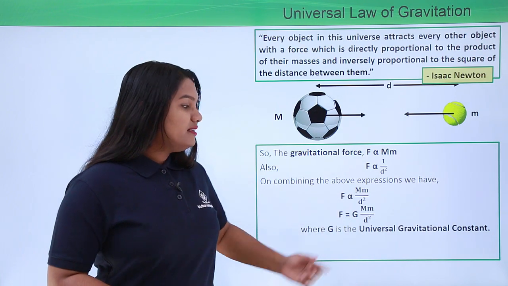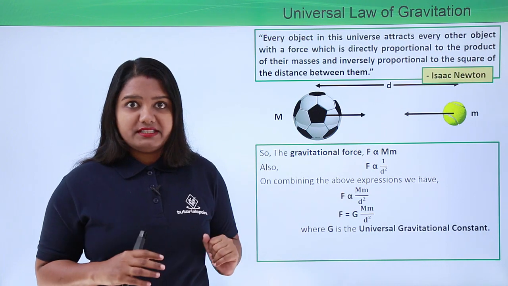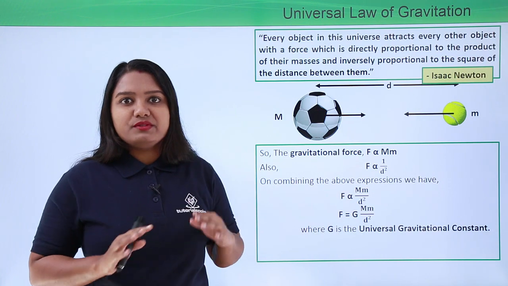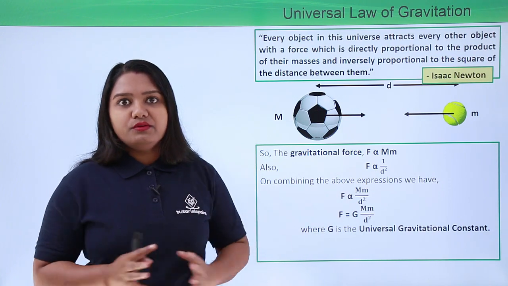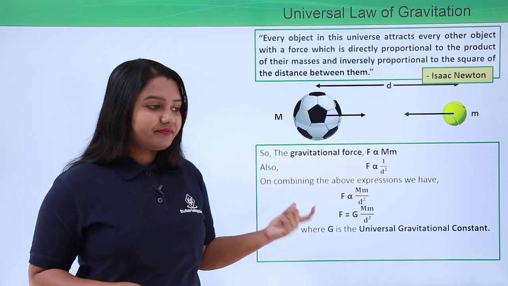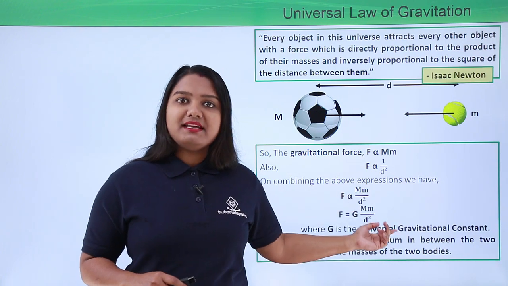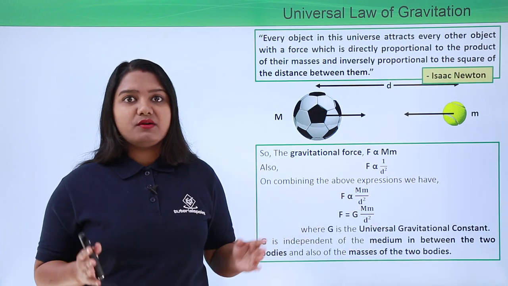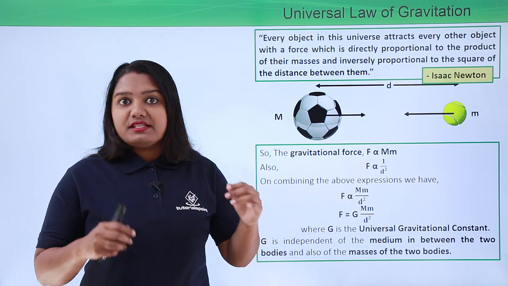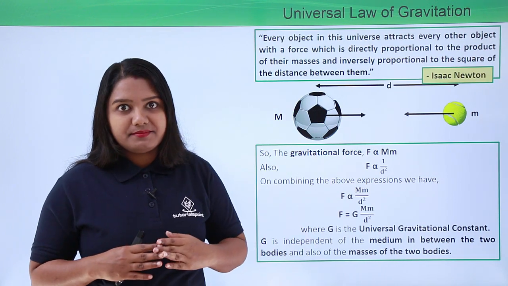Now this constant does not depend upon the medium in which these two objects are placed, which means that it doesn't depend upon the place where you select or any corner of the universe you select. The value of G remains the same. Now this, as I said, is independent of the medium between the two bodies and also is independent of the masses of the two bodies. Now this G shows the strength of the force of gravity at any end of the universe.